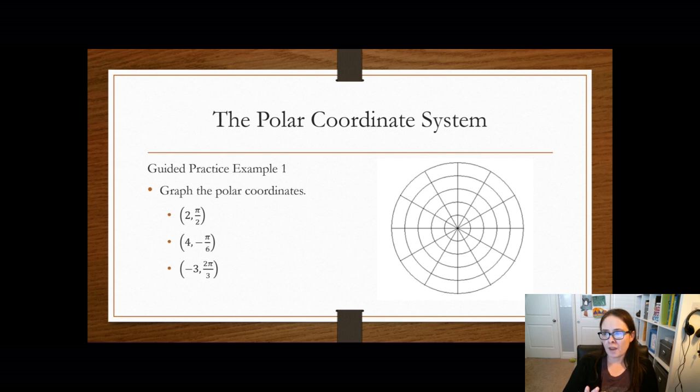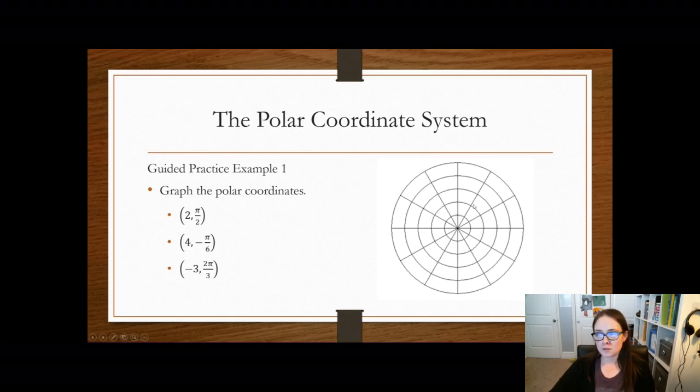And so angles that are going to the left, just like in trig, going counterclockwise, those are positive. And then clockwise is negative, so if they start by going down into that fourth quadrant, then that would be a negative angle. So we're going to play around with negatives and see how those are affected, whether they're in the radius or the angle. So first, let's graph just a simple one, (2, pi over 2).